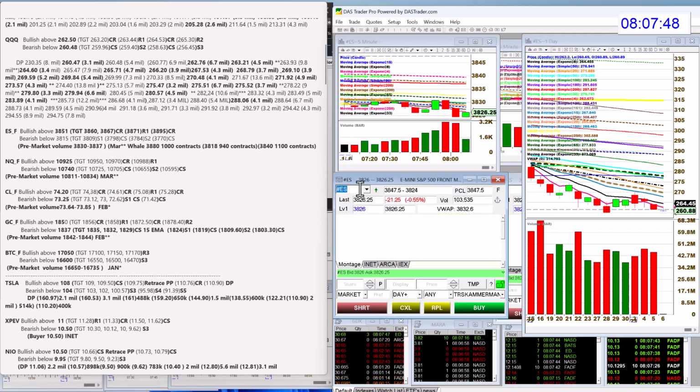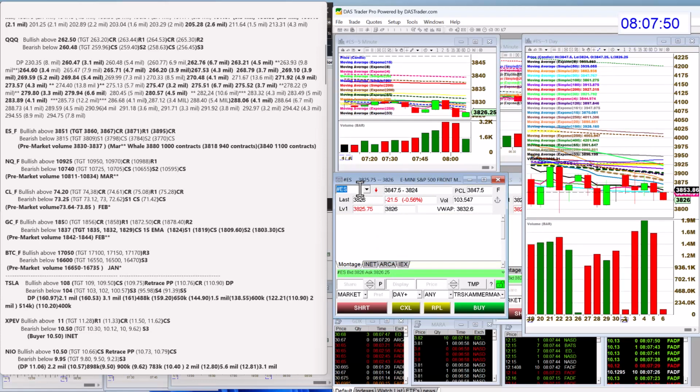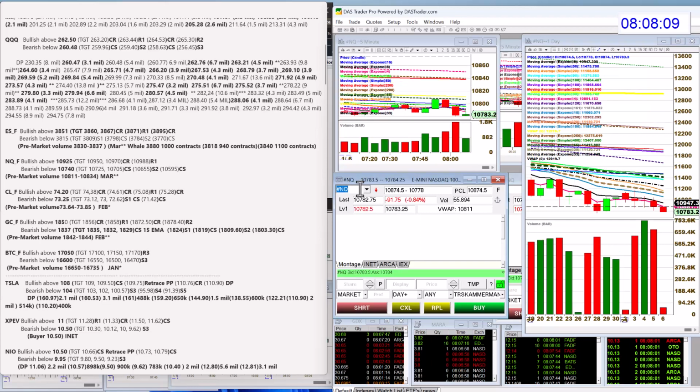Let's check out the E-minis. S&P 500, here we go. Today we're going to be bullish above 38.51 and we're going to be bearish below 38.15. I went below that level because we had a whale at 38.18, but we are below two big whales right now. NASDAQ futures, bullish above 10,925, bear below 10,740.